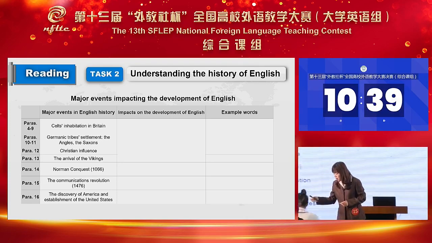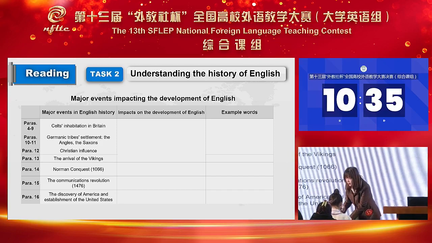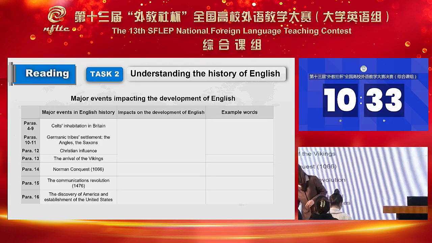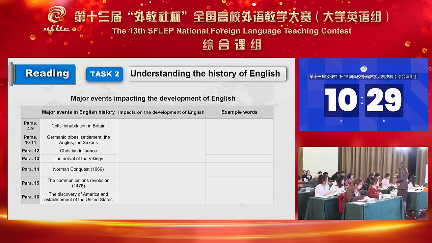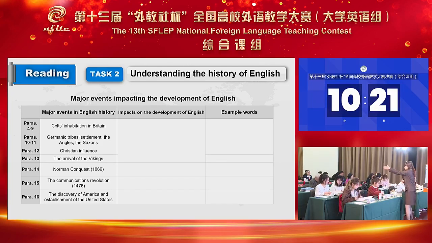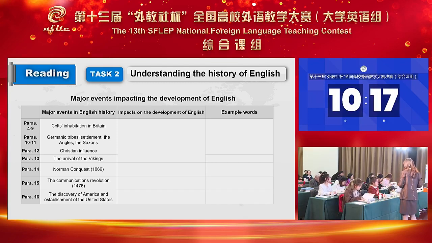Can you work on paragraphs 4 to 9, please? And can you work on paragraph 10 and 11? And paragraph 12, 13, please. Paragraph 14, 15, 16, please. You too. Right. I give you 30 seconds. Let's begin.